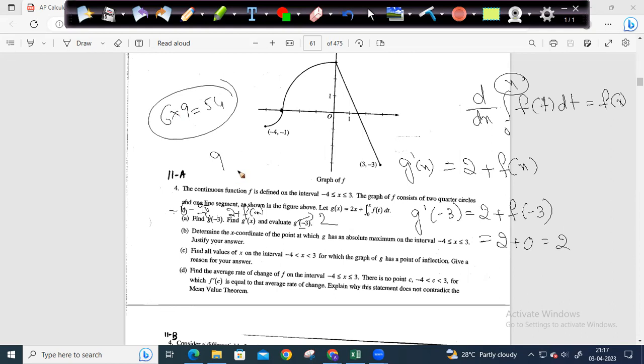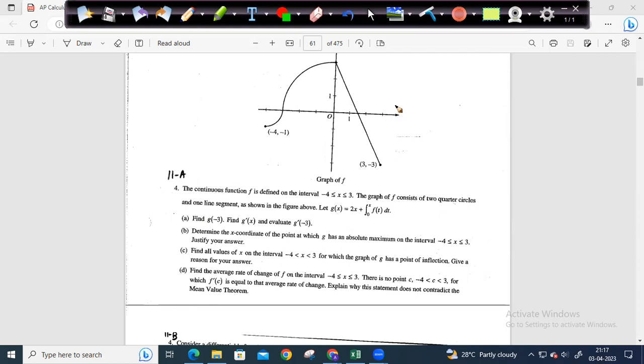Even if you do it partially, you'll get marks. So this will definitely be 1, 1, 1, 1 mark, or at least 2 marks out of 9 marks. First part is done. Now see the second part.